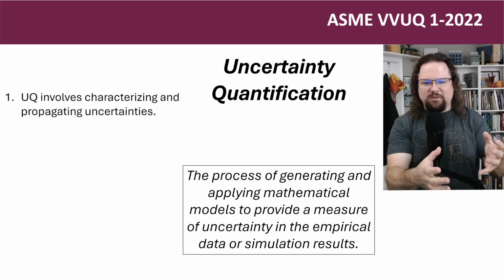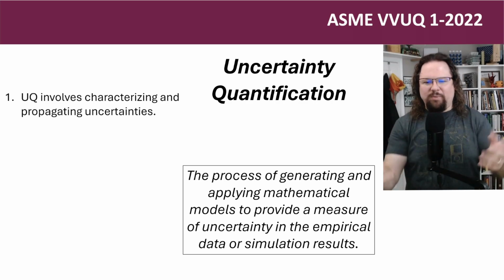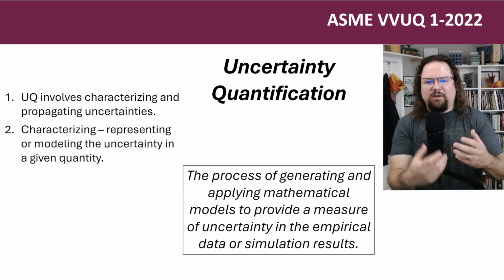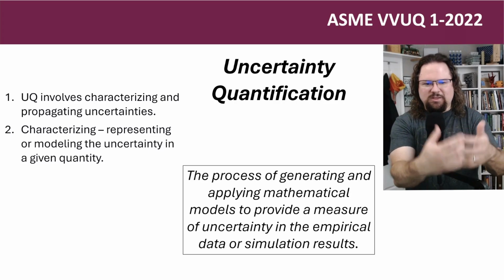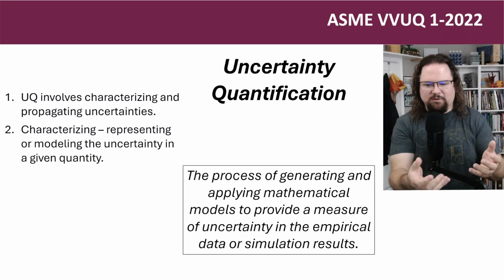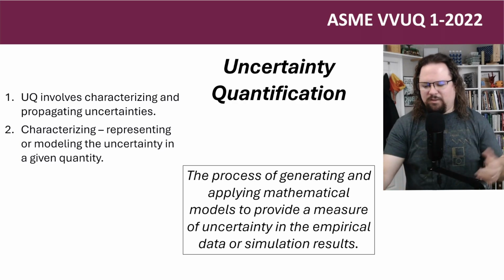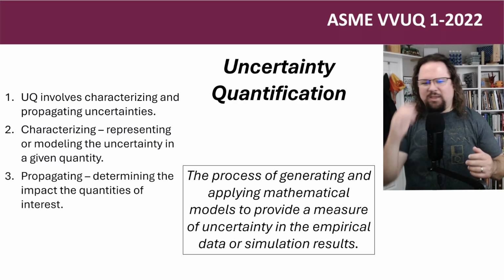Uncertainty quantification is kind of broken up into two different areas. One, characterizing the uncertainty, and the second one, propagating those uncertainties. So characterizing, basically you're trying to figure out, okay, I've got uncertainty in this thing. How do I model that uncertainty? It's in a quantity, it's in a system, whatever. How am I going to model it? That's characterizing it, and then finally propagating it.